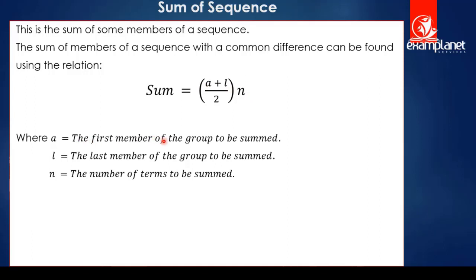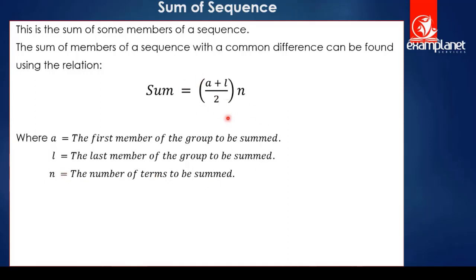So your A is the first term or the first member of the group to be summed. If you want to find the sum of the first 20, that means A will be our first term in the sequence. Now, the last term is what the L represents, the last member of the group to be summed. So if you are finding the sum of the first 20 terms, then the last term must be the 20th term, while the first term will be our A. Now, n represents the number of terms to be summed. So if you are finding the sum of the first 20 terms, that means n will be 20.